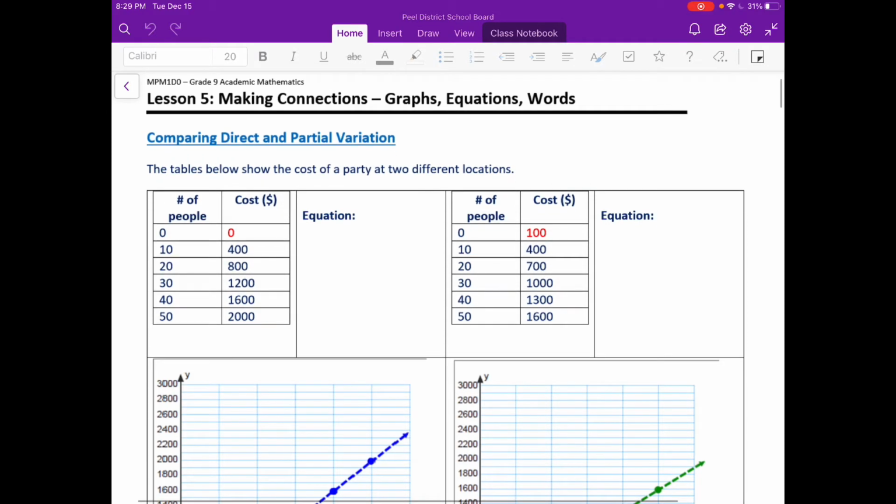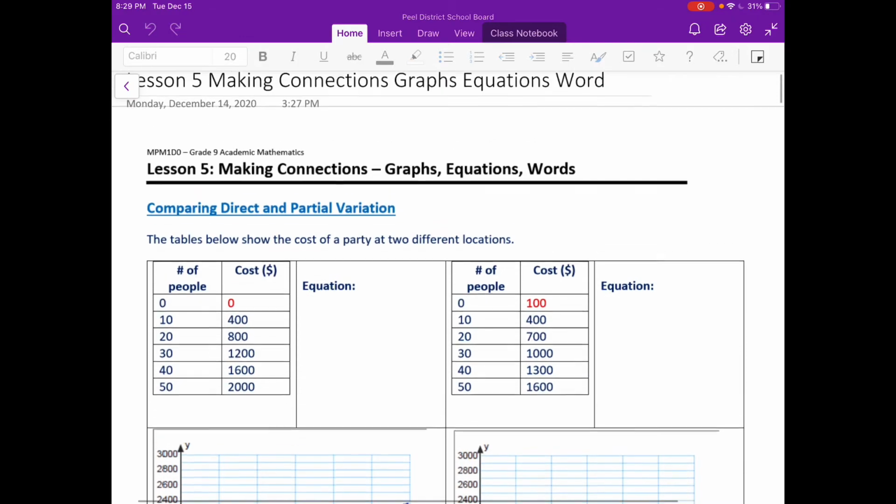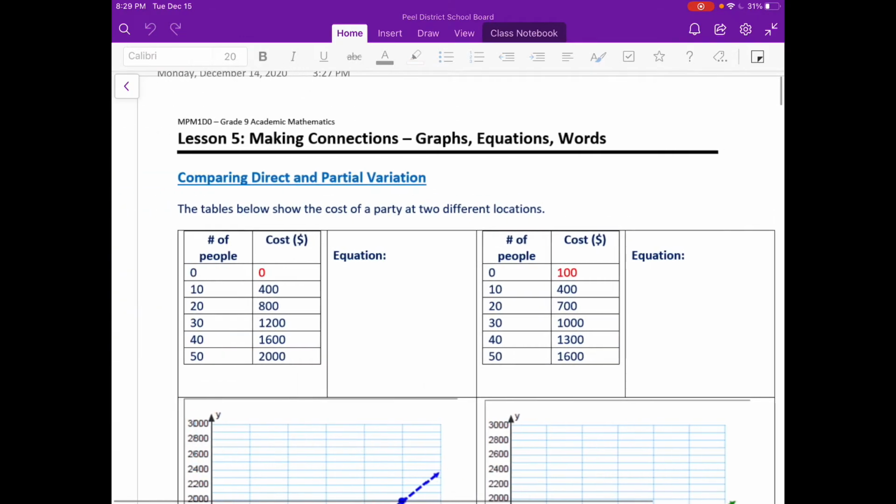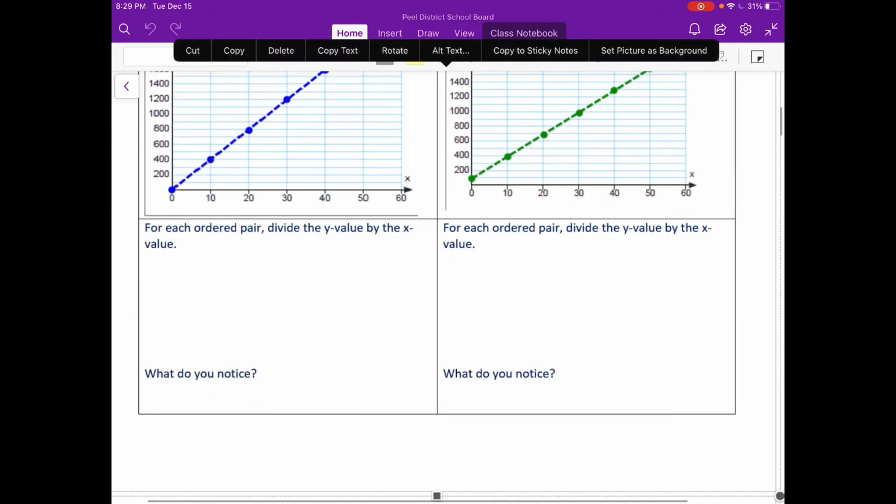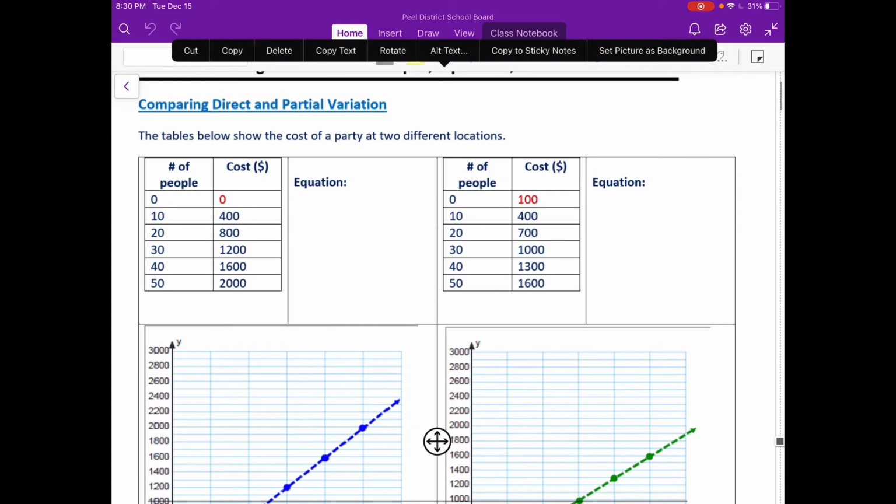Right, so what we're going to start off by doing is talking about direct and partial variations. So before we even get started, we're going to go over these two different parties, or the cost to go to a party at two different locations. The cost to go to a party at the first location is represented by this table of values. If there's no people, it will cost nothing. If there's 10 people, then it'll cost $400, 20 will cost 800, and so on.